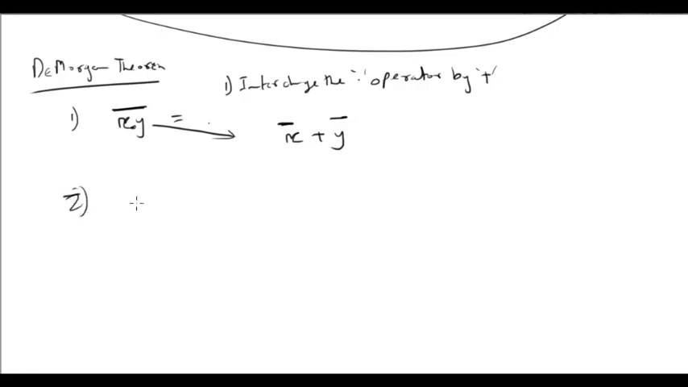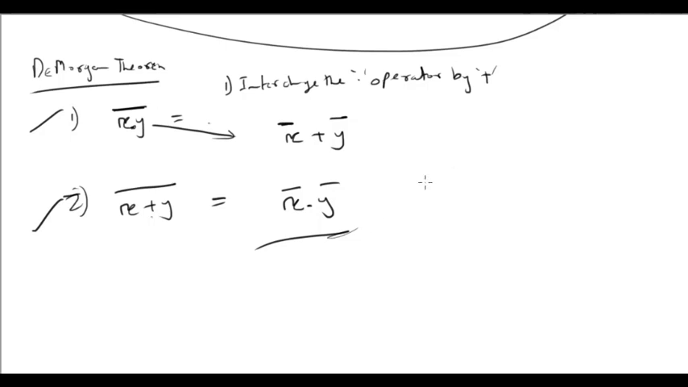Second, if we have written X plus Y whole bar, then interchange the plus operator by dot operator, that is X bar dot Y bar. This is known as De Morgan's theorem. These are the two laws of De Morgan's theorem which are used in Boolean expressions.